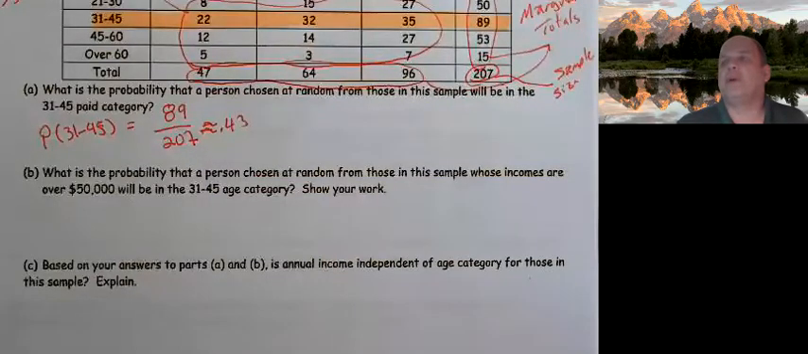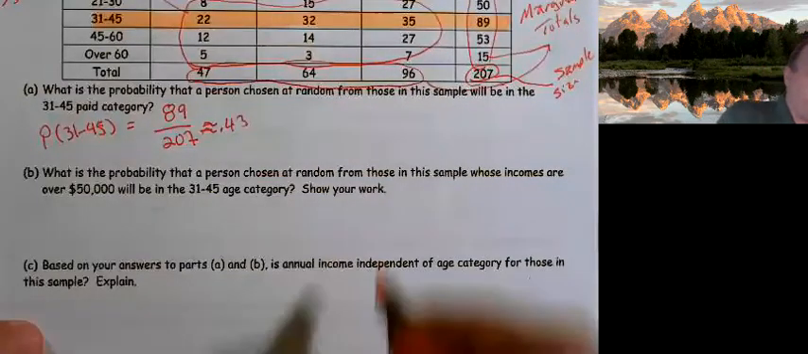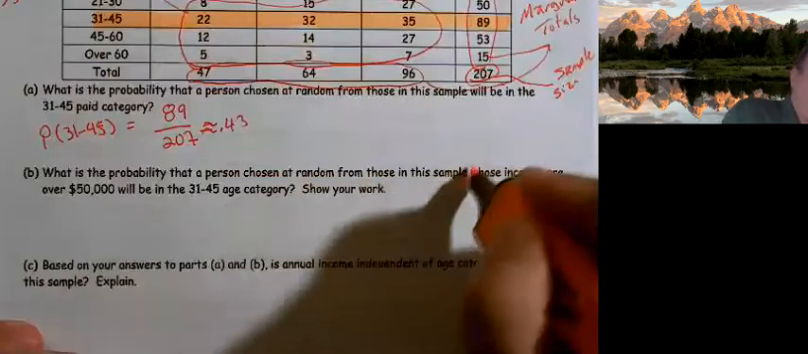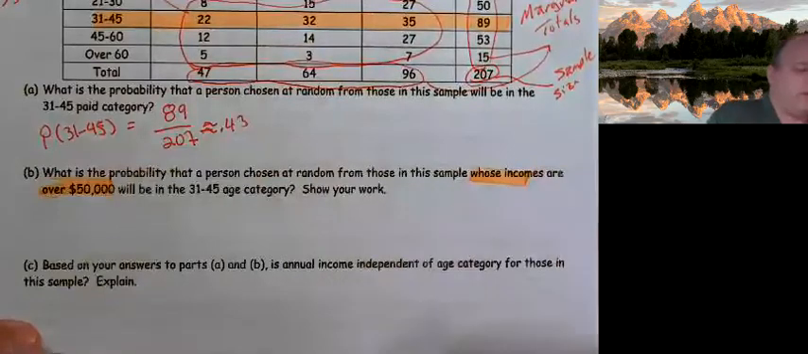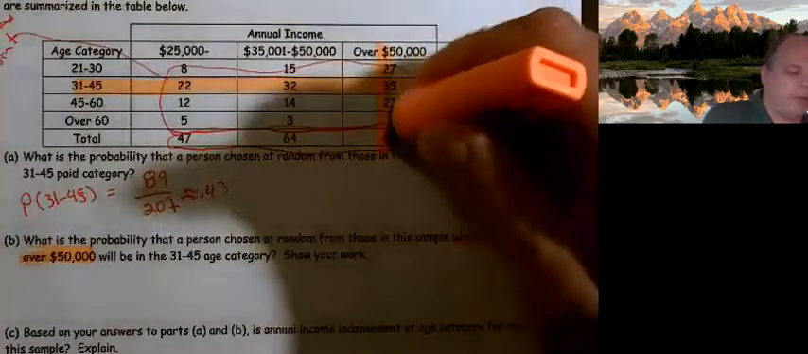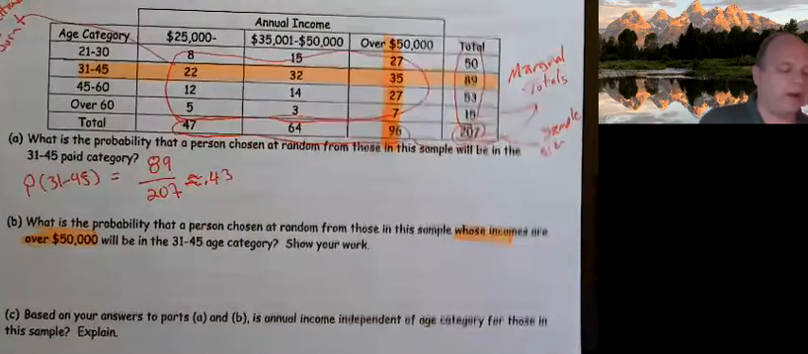So what is the probability that a person chosen at random from those in the sample whose incomes are over 50,000 will be in the 31 to 45 age category? Now, we have to be really careful about that. They say a person chosen at random from those in this sample whose incomes are over 50. So they've got to be in the over 50 category, all right? So if I slide back up, over 50 is here. Well, how many people do we have in the over 50? Well, we have 96. So out of those 96, how many are in the 31 to 45 category?